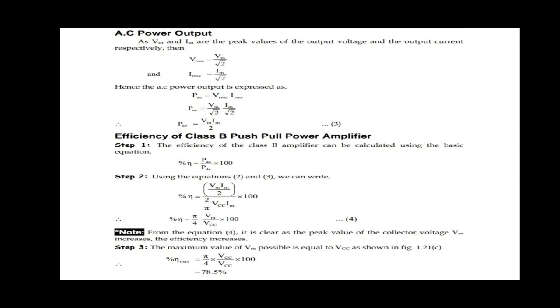But the disadvantages are crossover distortion and increased cost. The parameters of the two transistors are not the same, so there will be unequal amplification of the two halves of the signal. Transformer coupling can be employed only for small load.